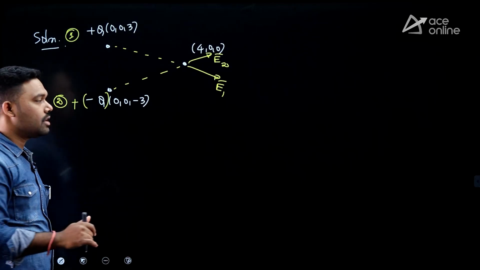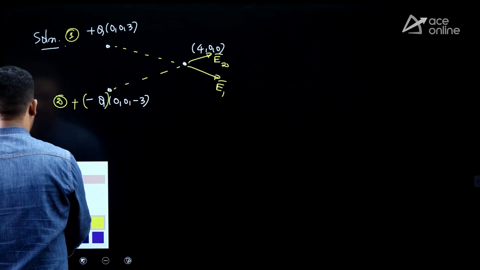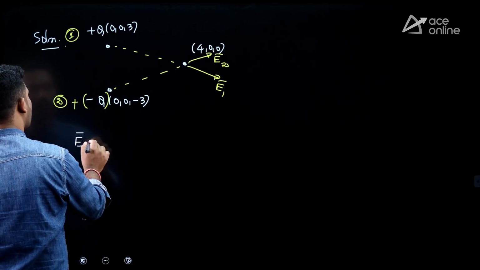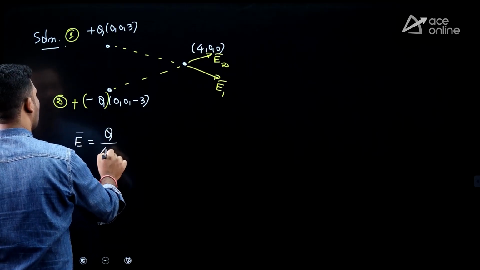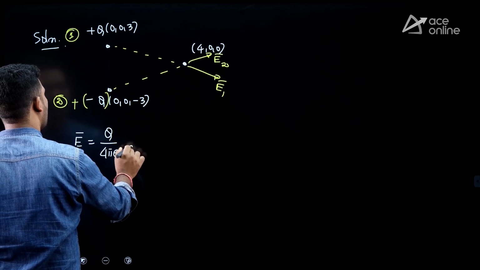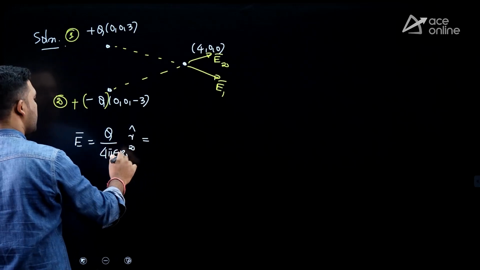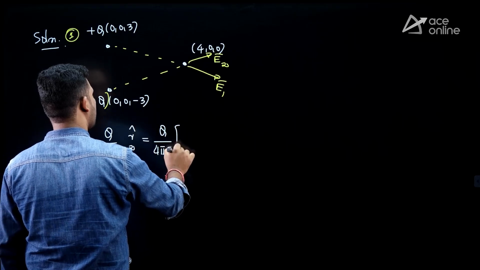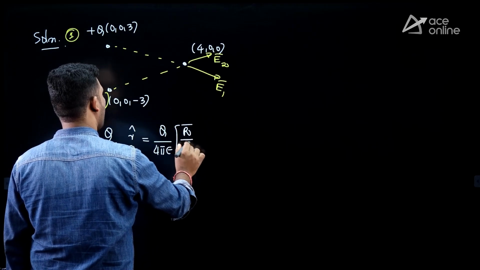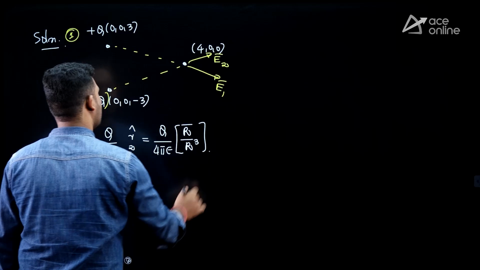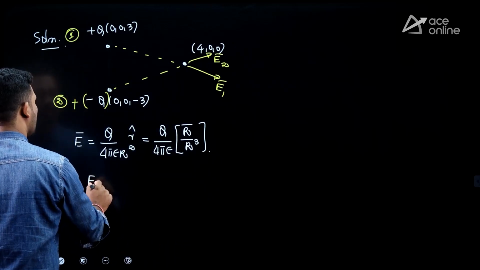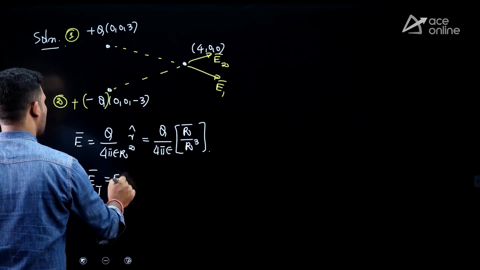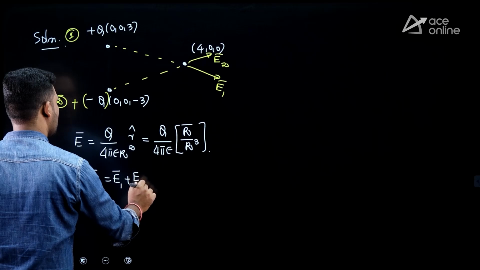Okay. So what is the electric field, guys? E is equal to Q divided by 4 pi epsilon R square into R cap. This unit vector is the vector divided by its magnitude. It is Q by 4 pi epsilon, vector by its magnitude cubed. So what is this E total here? It is E1 plus E2. Clear?